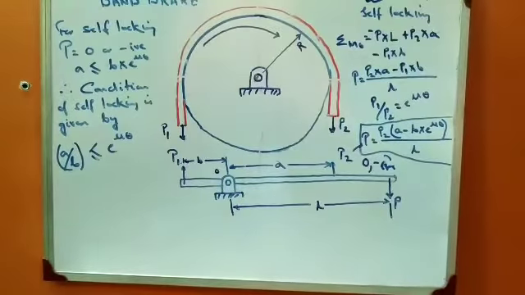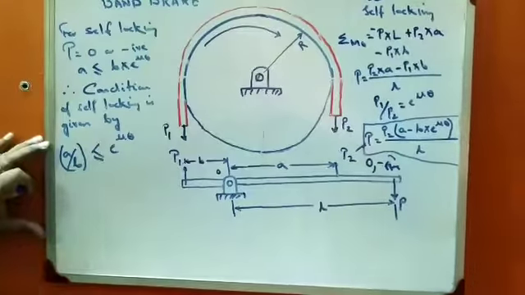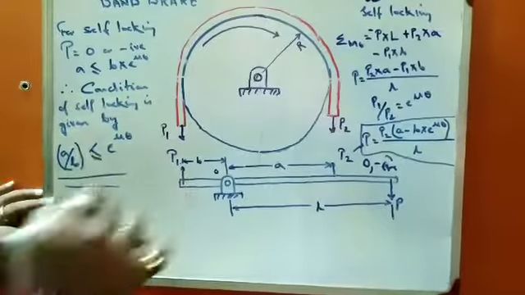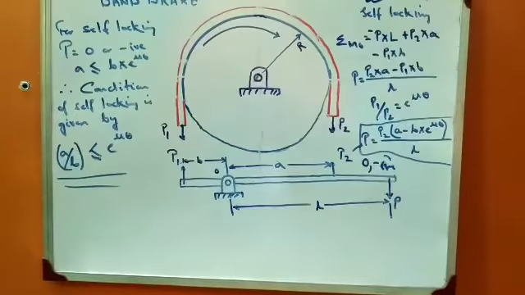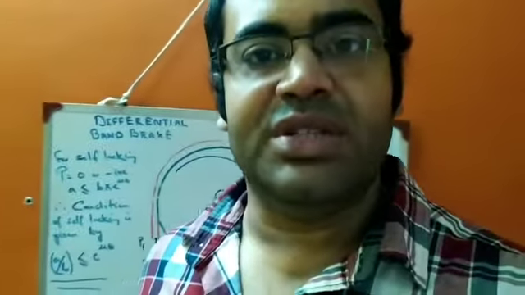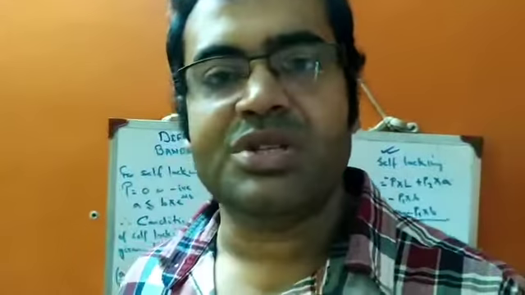So for this reason, considering self-locking, A by B has to be less than or equal to e to the power mu theta. This is the criterion for self-locking, and these brakes are only required for self-locking conditions. This is all about differential band brakes, and the theoretical portion of the brakes ends here. We will go on to solve the problems in my next lecture.